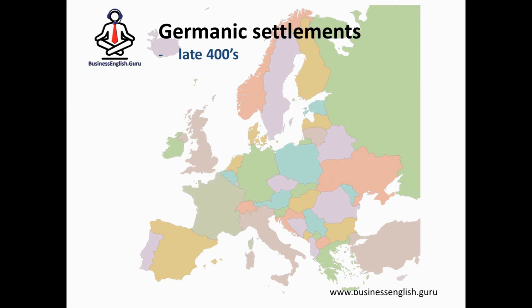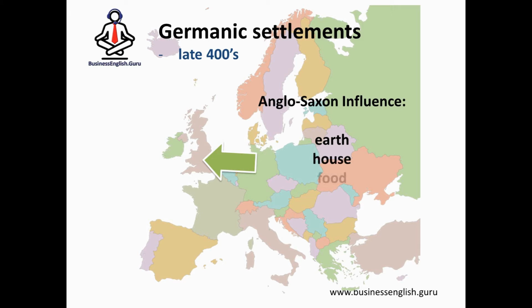In the late 400s came the Germanic settlements, and they brought about an Anglo-Saxon influence to the language. Approximately 1/3 of the Anglo-Saxon vocabulary survives into modern English, and it includes everyday words such as earth, house, food, sing, night, and sleep.